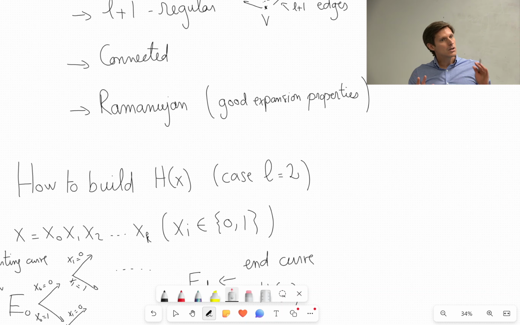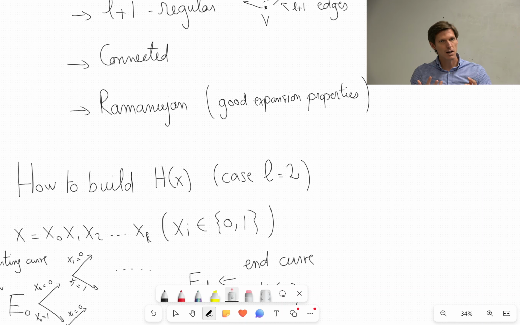So if L equals 2, the degree of the isogenies you're considering, then your graph is 3-regular. So if you arrive at a node, and you don't allow backtracking, so you don't allow yourself to turn around and go back to the node that you came from, then you'll have essentially 2 possible directions.